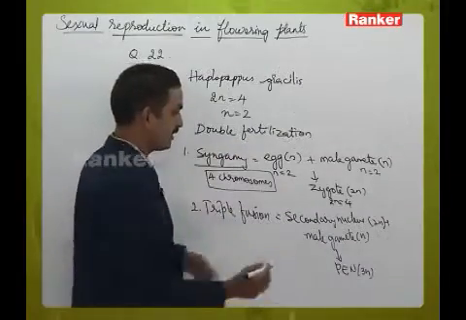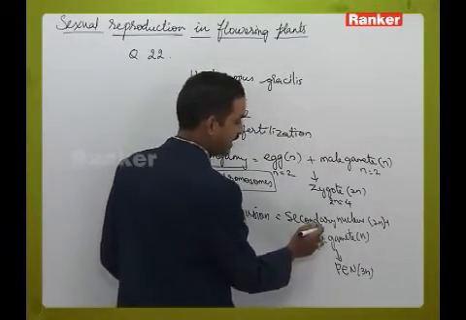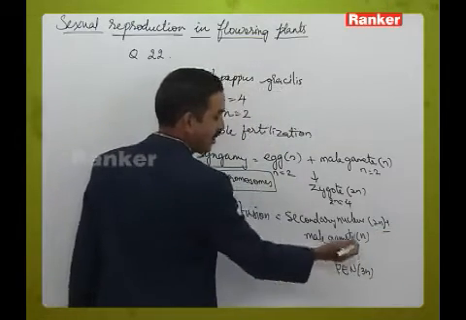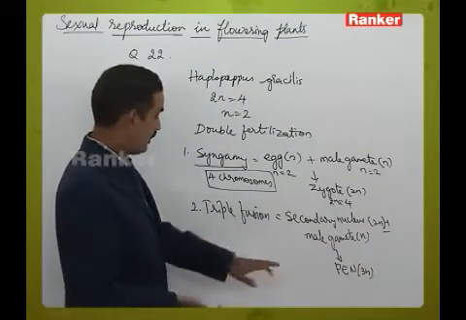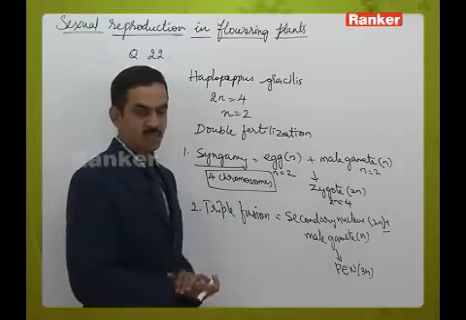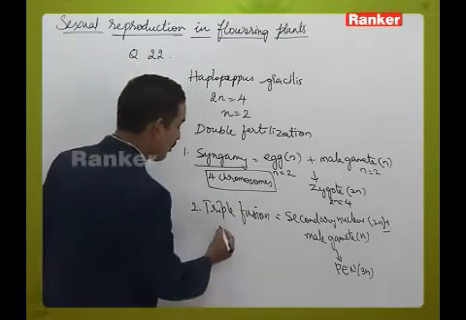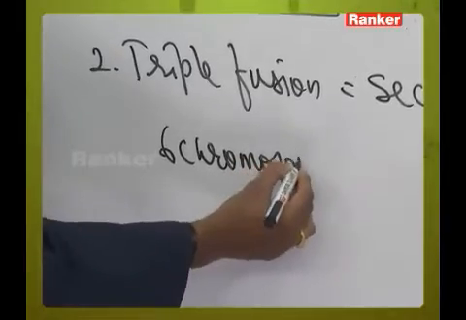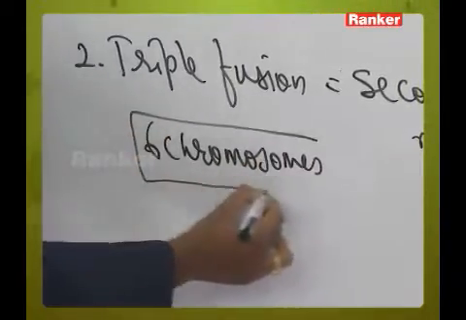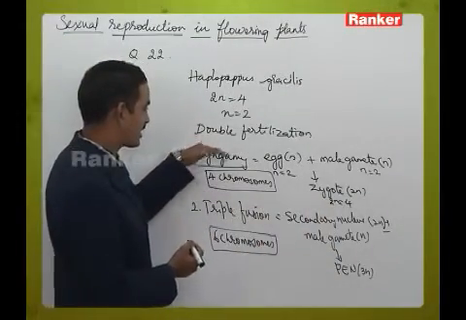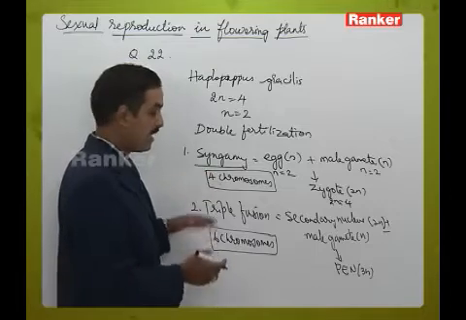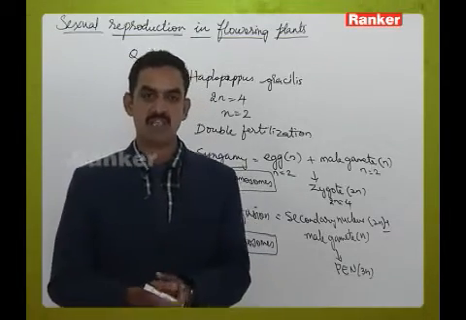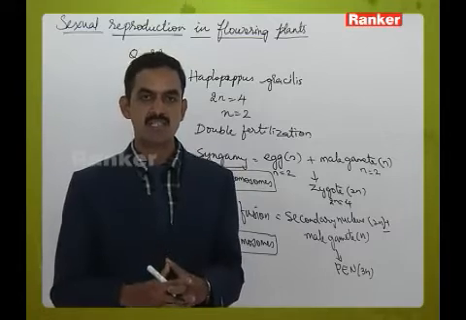Whereas in triple fusion, the secondary nucleus is diploid in condition, so the number of chromosomes is 4 here. The male gamete is haploid, so the number of chromosomes is 2. That means a primary endosperm nucleus contains 6 chromosomes. So for triple fusion, the total number of chromosomes participating is 6. As double fertilization includes syngamy and also triple fusion, the total number of chromosomes participating in double fertilization in Haplopappus gracilis is 10.